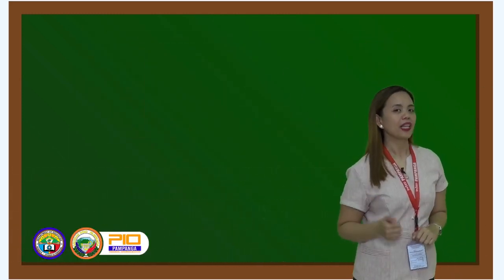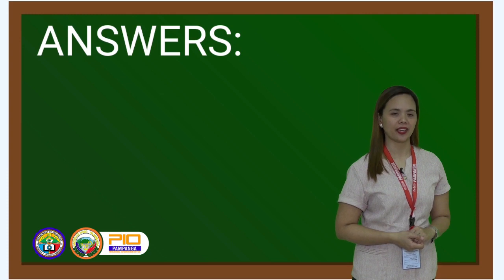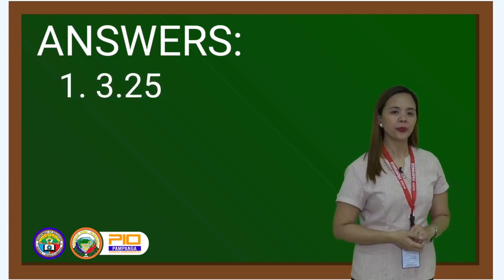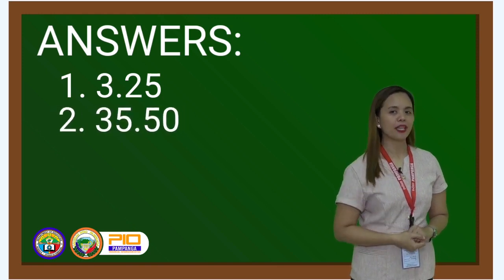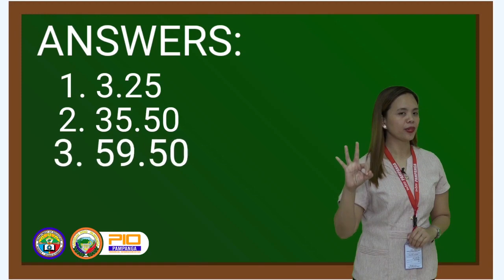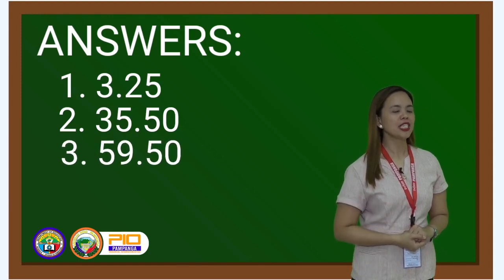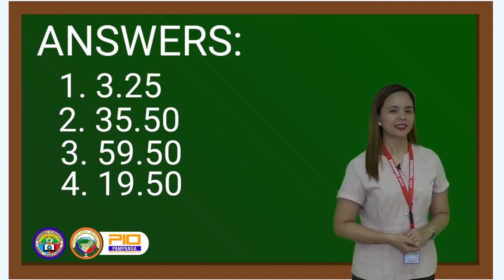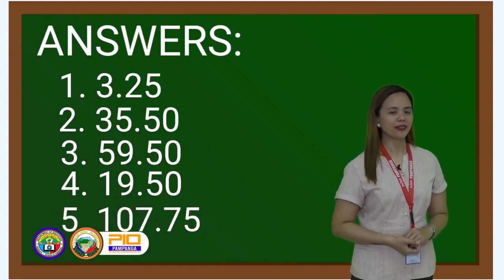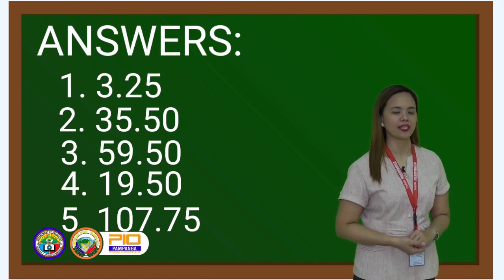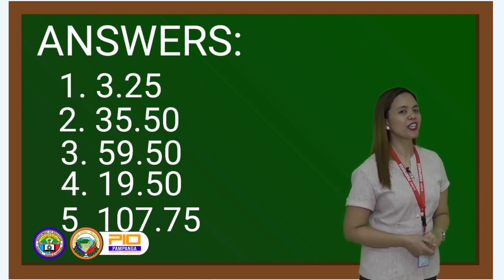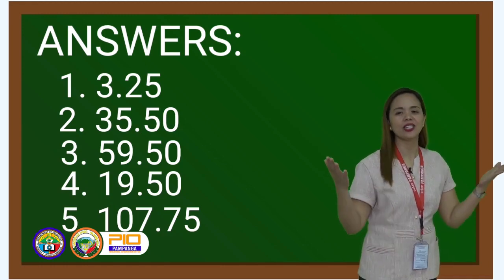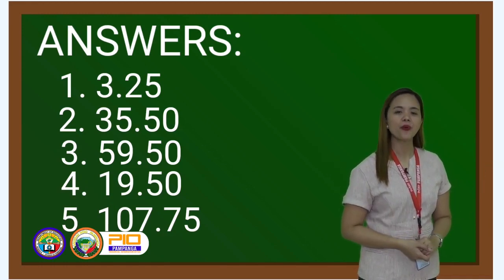Okay, time's up. Let us see if your answers are correct. Number 1, 3 and 25 hundredths. Number 2, 35 and 50 hundredths. Number 3, 59 and 50 hundredths. Number 4, 19 and 50 hundredths. Number 5, 107 and 75 hundredths. I'm sure most of you got a perfect score. Excellent, Super K kids! You are now ready for the next episode.